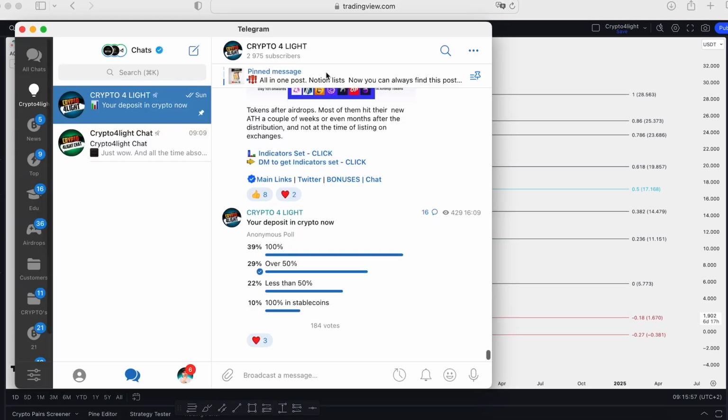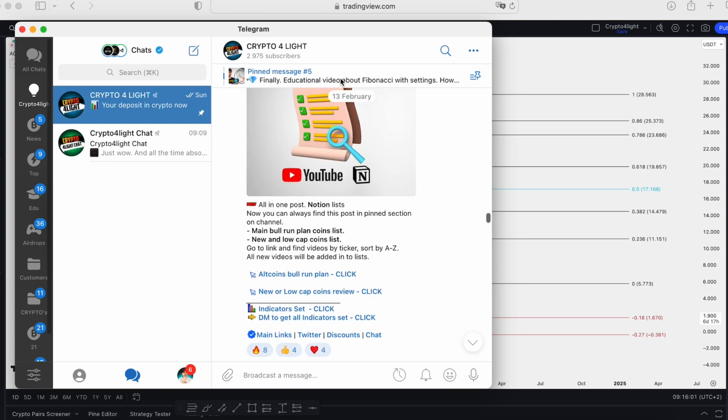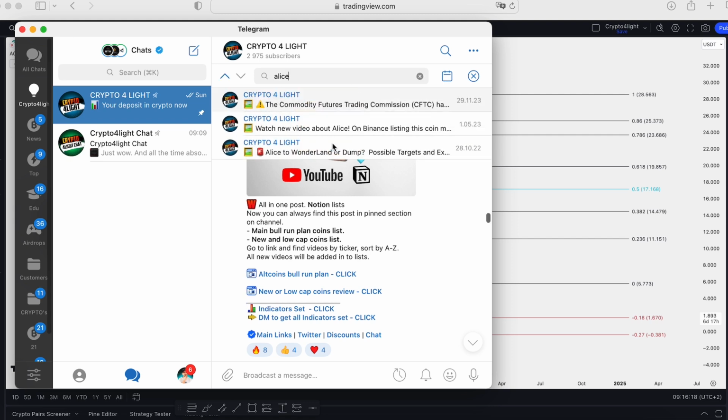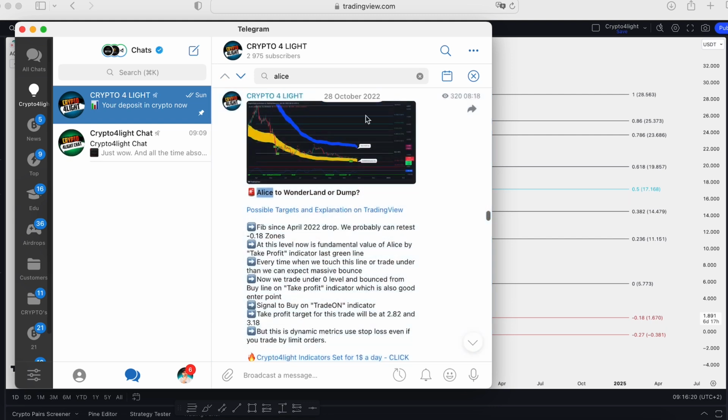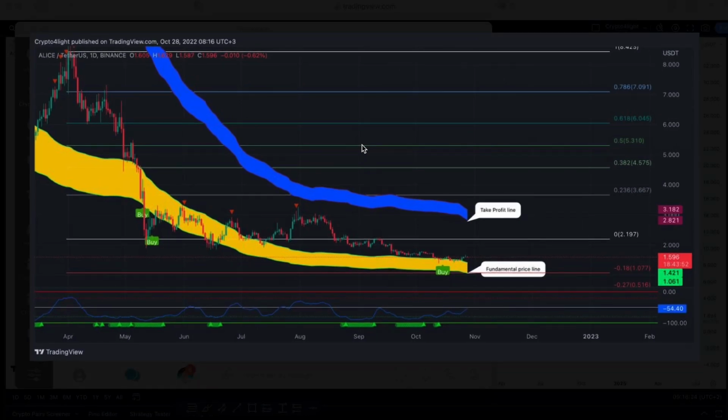But what you can do, first of all, you can go to the free Telegram channel and find this post in the pinned section, the altcoins bull run plan. There are over 250 videos, a detailed plan for main altcoins on centralized exchanges, and new low cap coins reviews. For example, you want to track Alice. You just type Alice here and find the first post, October 2022. Absolutely all zones are exactly the same.